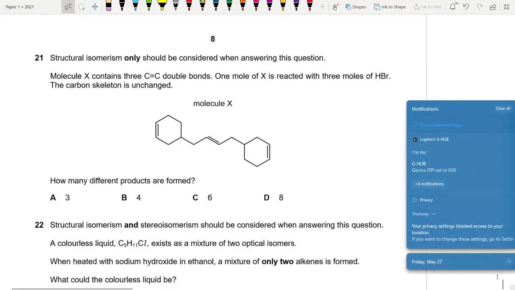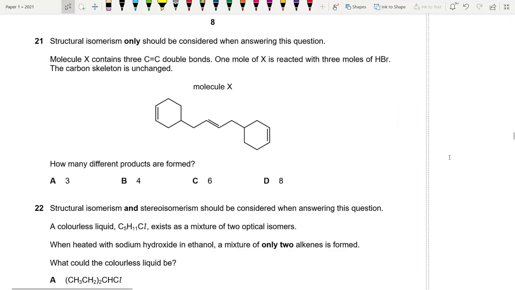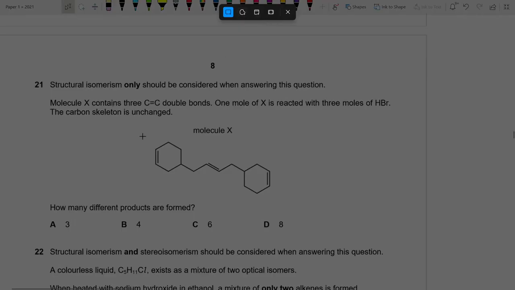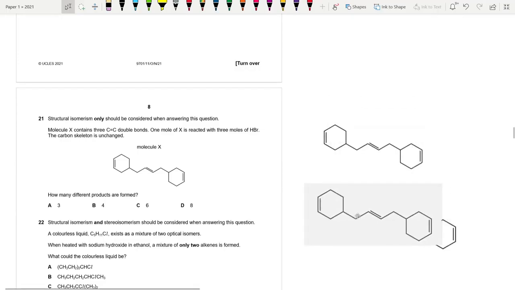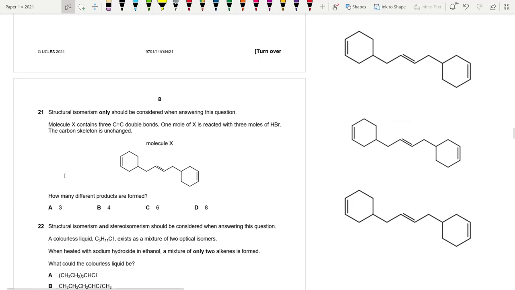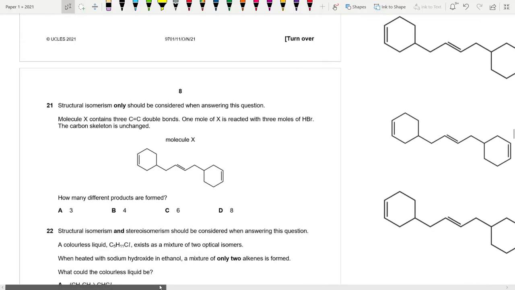Let me show you something. Where's the snipping tool? Okay. So check this. How many different products are formed when HBr is added? Basically, it reacts with 3 moles of HBr. An electrophilic addition reaction will occur. Okay, an electrophilic addition reaction will occur.